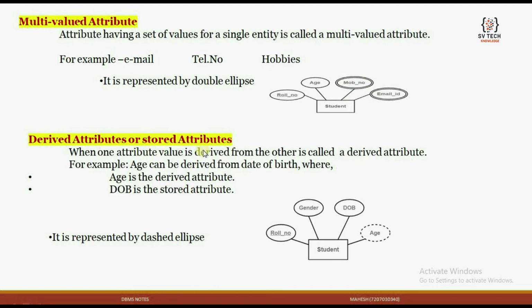Derived attribute or stored attribute. When one attribute value is derived from another, it is called a derived attribute. For example, age can be derived from date of birth, where age is the derived attribute and date of birth is the stored attribute. A derived attribute is represented by a dashed ellipse. Student is an entity, with date of birth and age. Date of birth is an attribute, and age is a derived attribute which is derived from date of birth. It is represented by a dashed ellipse.